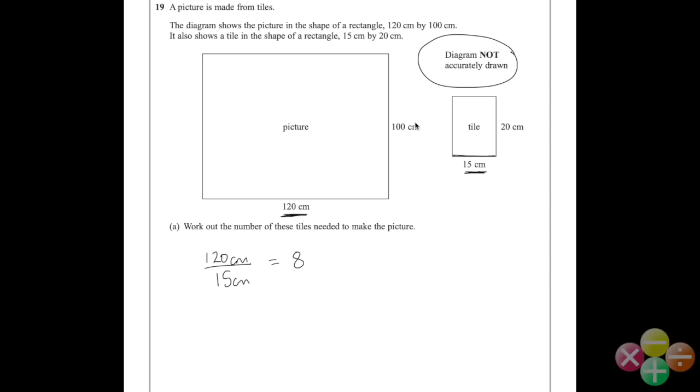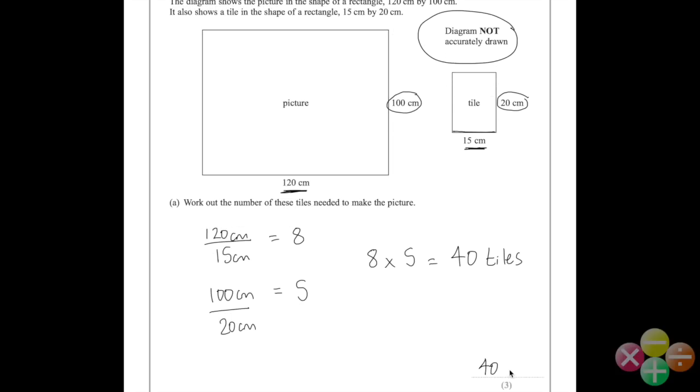Now going up the side, I need to ask myself, how many times will the 20 fit into the 100 centimeters? So how many times will the tile go up the side of the picture? Well, simple bit of division, 100 centimeters divided by 20 centimeters gives me 5. So I know that 5 tiles will fit going up the picture and 8 tiles going along. So if I do my 8 and multiply it by 5, it tells me that there will be 40 tiles needed to make the picture. And I can put my 40 tiles just on the answer line.